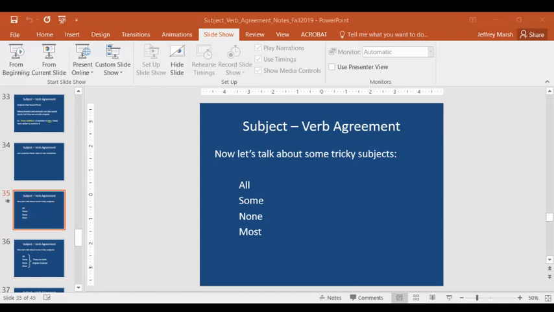If you diagram it, there's no difference. The word all is still the subject. It's just that the prep phrase is helping make that subject singular or plural. So let's not confuse it with what we've already learned.